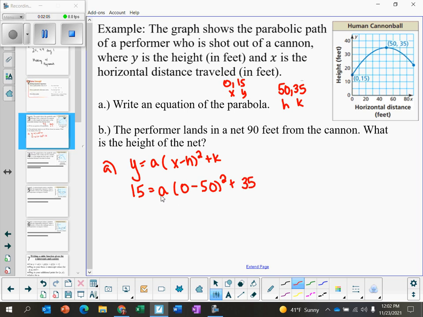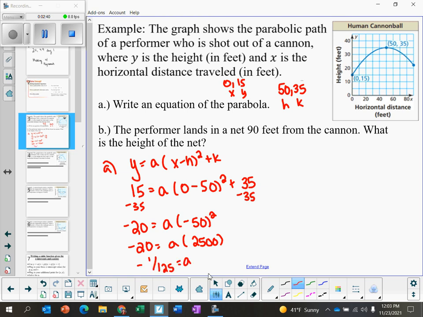So I can solve this because I want to get a alone. So I'm going to move the 35 over. So now I have negative 20 equals a times 0 minus 50, which is really negative 50. So if I do negative 50 squared, I get 2,500. And then if I divide both sides by that 2,500, we can get a fraction or a decimal. I kept it as the fraction here, but you might want to keep it as the decimal. I get negative 1 over 125. All right. So this is the a value.